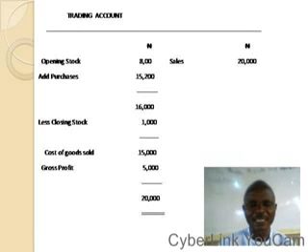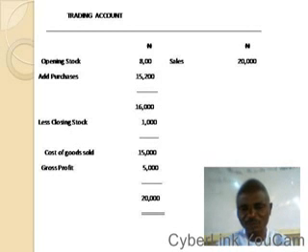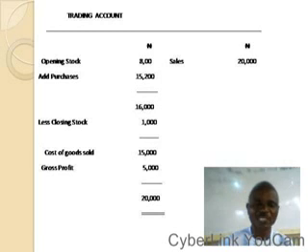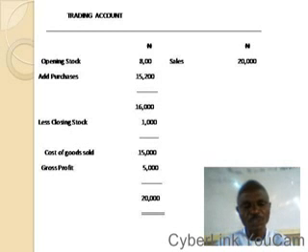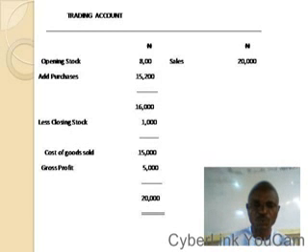And the next one, we have something that is similar, another example similar to this one, whereby you are given incomplete information to prepare the trading profit and loss account. So revise this one very well so that the next example will be very, very simple for you to understand.